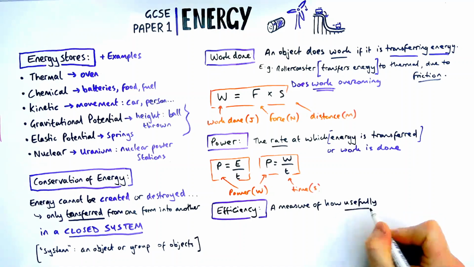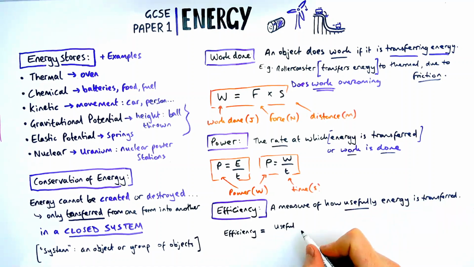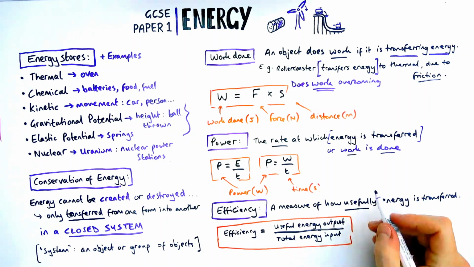Efficiency is a measure of how usefully energy is transferred. The higher the number, the more usefully energy is transferred. To calculate it, you need to know the useful energy output divided by the total energy input. And you can either leave it as a decimal or times by 100 to make it a percentage.